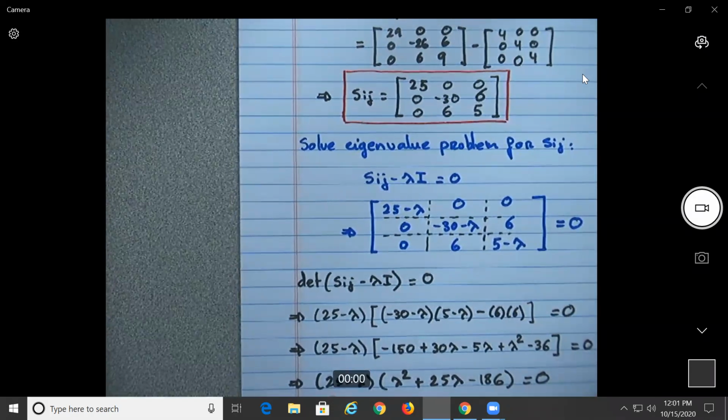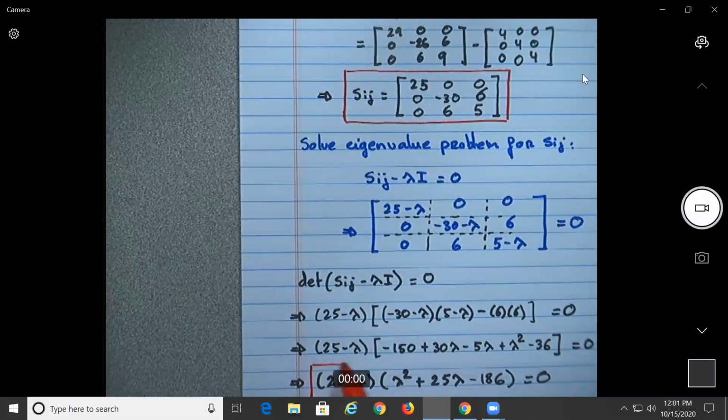No need to factor out because what we're trying to find is the roots, no? So here we go, we know that already one root is 25. Then we need to find the other two roots for this one. So this is the characteristic equation.